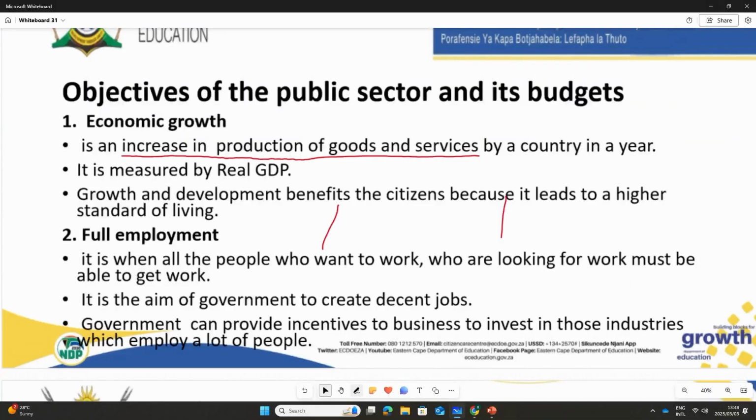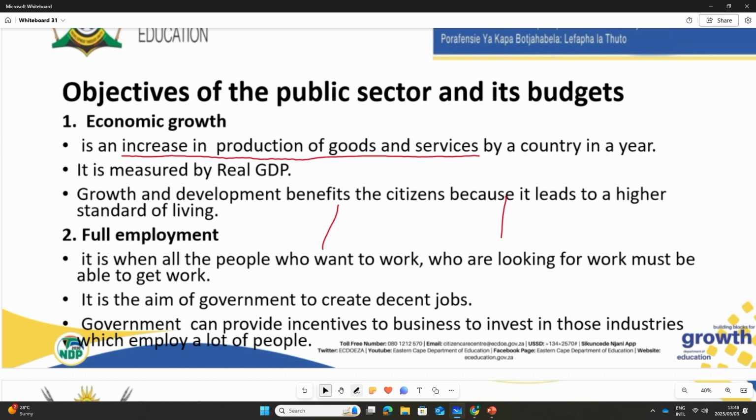So let us just explain employment. It's when all people who want to work, who are looking for work, must be able to get work. That is employment. If people are looking for work, and they are fit, physically and mentally, to work, they should get work and also be compensated with income, which can be wages and salaries. Then the aim of government is to create decent jobs. It is very important to government that if people are working, they must get decent jobs and also decent wages.